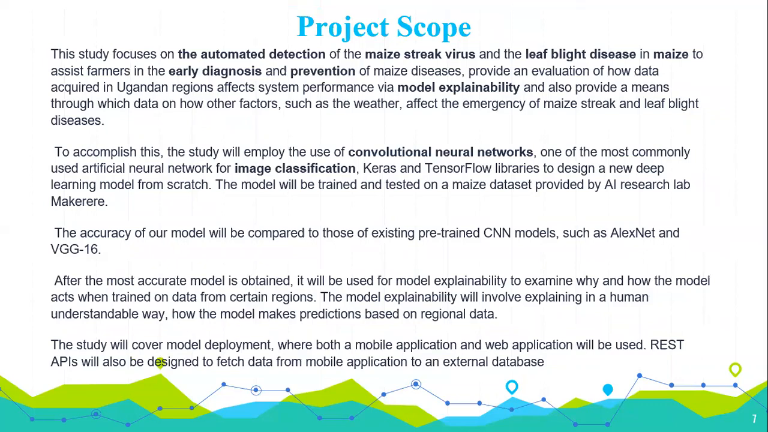This study will mainly focus on the automated detection of maize streak virus and leaf blight, and it will mainly assist farmers in the early diagnosis and prevention of diseases, and also provide an evaluation of how the data acquired in these regions affects system performance, and this will be done via model explainability. And also, we shall provide a means through which data on other factors like weather or the given region affects the emergence of maize streak and leaf blight diseases.